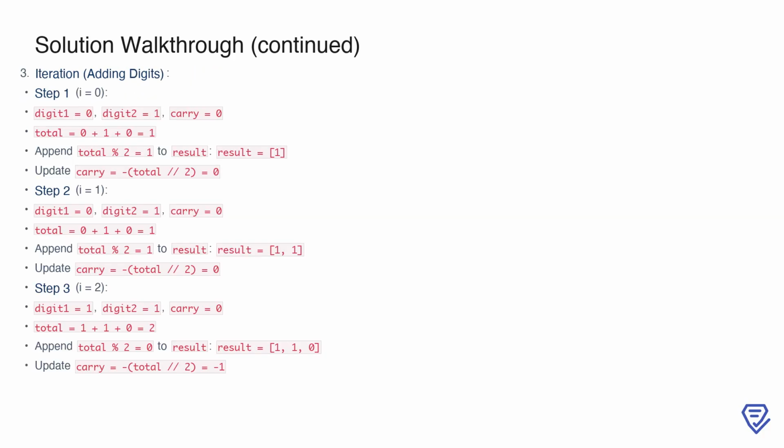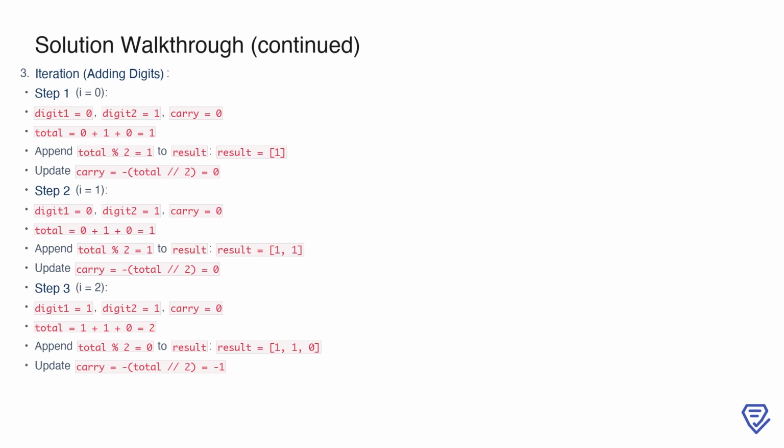Starting the iteration, at index 0, digit 1 equals 0 from ARR1, digit 2 equals 1 from ARR2, and carry equals 0. The total is total equals 0 plus 1 plus 0 equals 1, so we append 1 to result, making it 1. The carry remains 0. At index 1, digit 1 equals 0, digit 2 equals 1, and carry equals 0. The total is again total equals 0 plus 1 plus 0 equals 1. Appending 1 gives result equals 1, 1, and the carry remains 0.